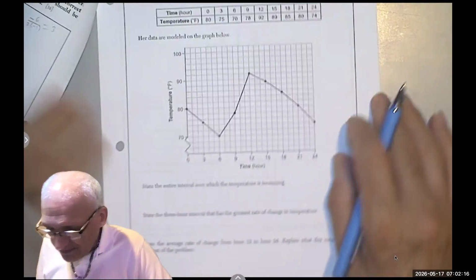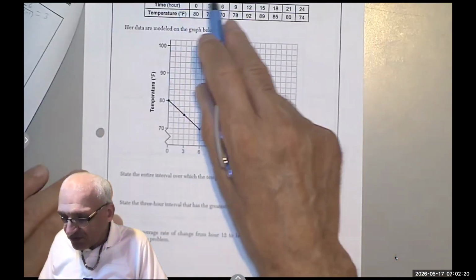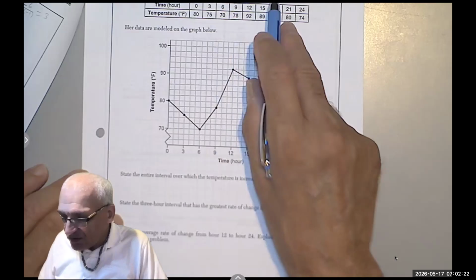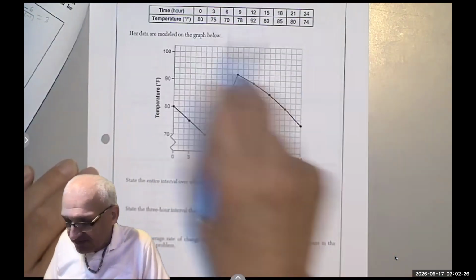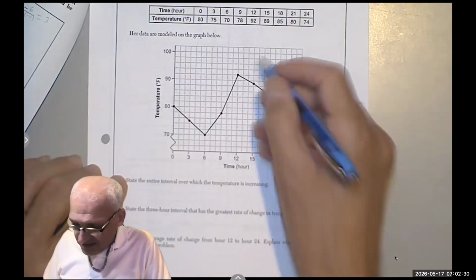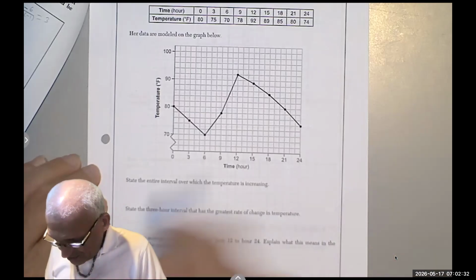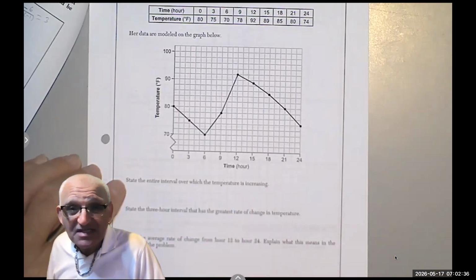Now, we move to the second problem. It says, Jean recorded temperatures over a 24-hour period, one day in August in Syracuse, New York. Her results are shown in the table. So they give you the time as well as the temperatures, and these are the points. State the entire interval over which the temperature is increasing.